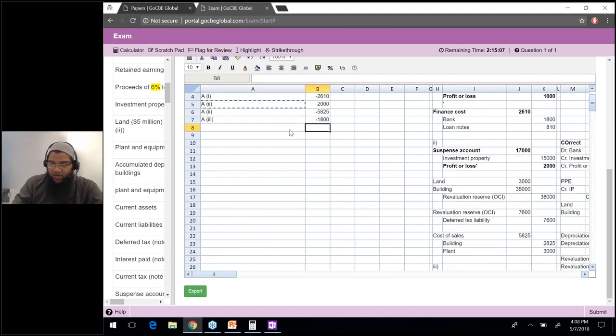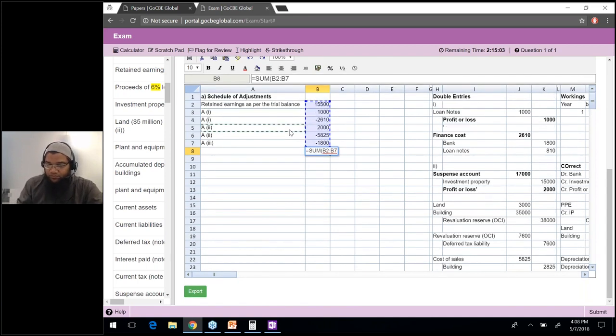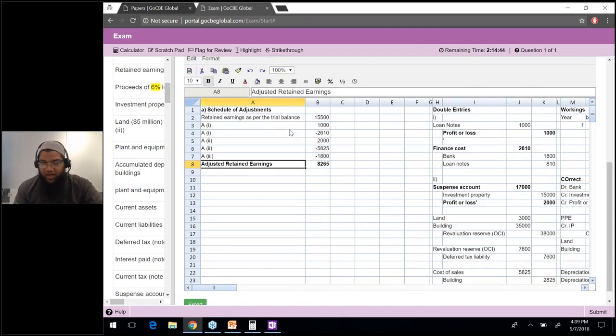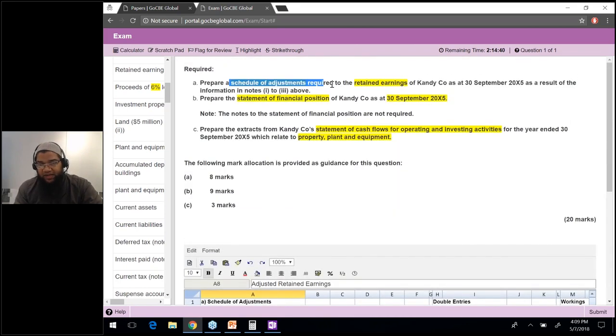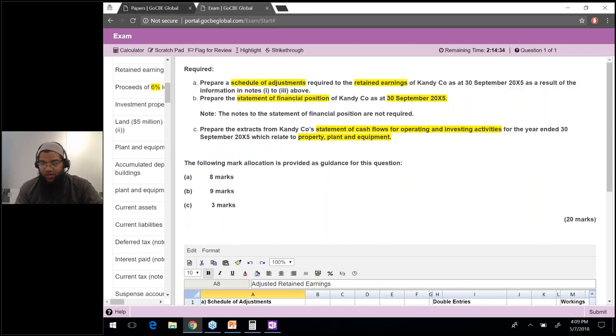So that is all. If I calculate the sum of all these values, this will give me the adjusted retained earnings of 8265. So this is how we have completed our requirement number one. That was to prepare a schedule of adjustments required to the retained earnings of Candy as a result of the information in note 123 above. So if you people have any question up to now, you can ask.